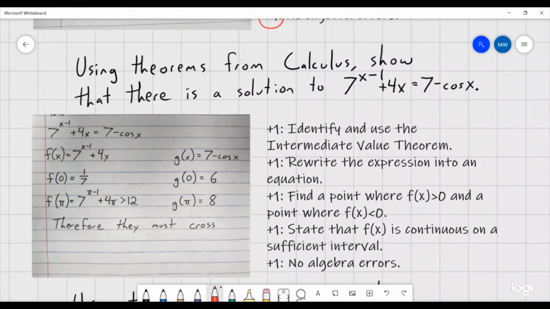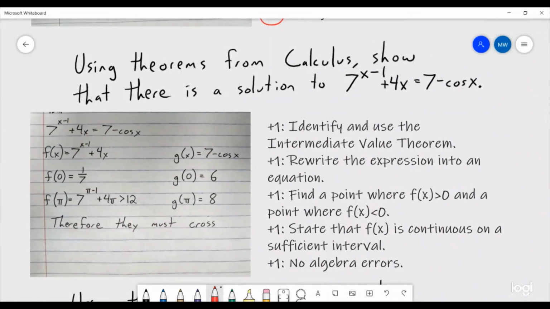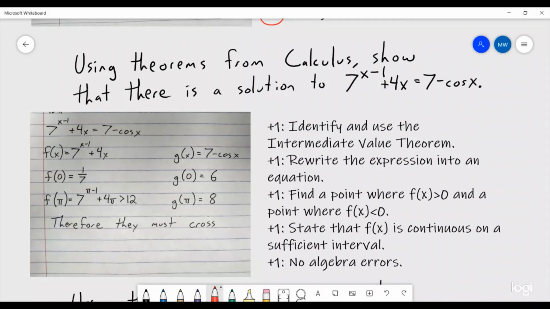Okay, so for this one, again, using theorems from calculus, show that there is a solution to 7 to the x minus 1 plus 4x equals 7 minus cosine x. Go ahead, take a moment, and with the knowledge you've learned from the last one, see how you would grade this problem.